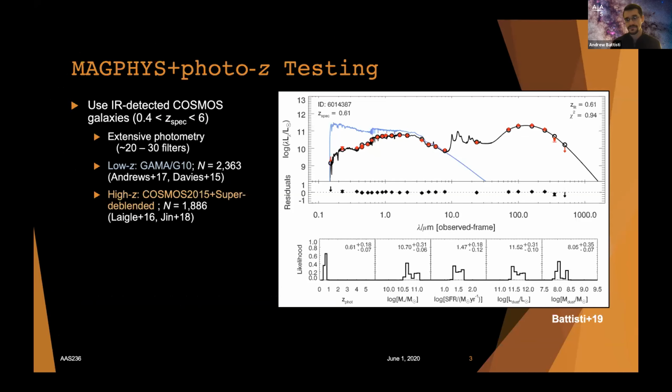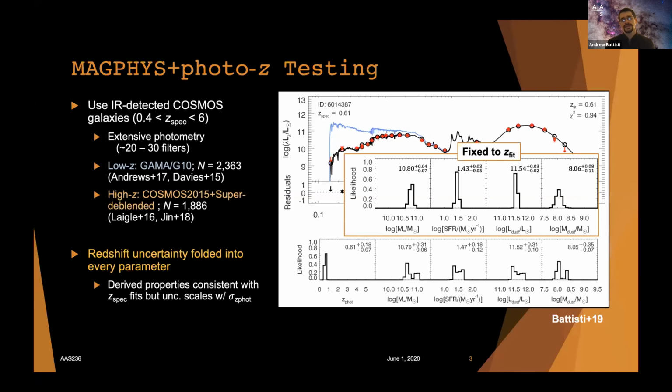You can see there's an extensive number of filters available. On the bottom is just showing the probability distribution functions for some of the physical properties that were derived. There are many more, but these are just the few that I show here. And the thing I want to note is if we were instead fitting this galaxy to the best fitting photometric redshift, the probability distribution functions shown here are considerably narrower, implying that you have better constraints on your parameters than you actually do, due to the fact that the photometric redshift isn't known to perfect precision.